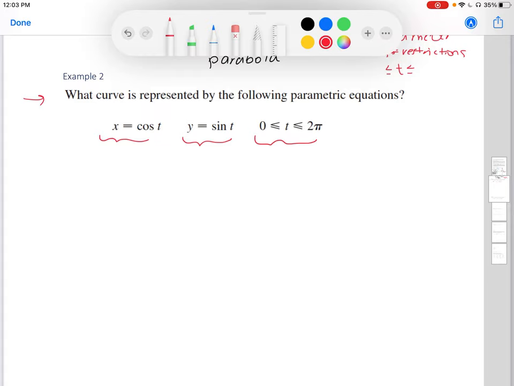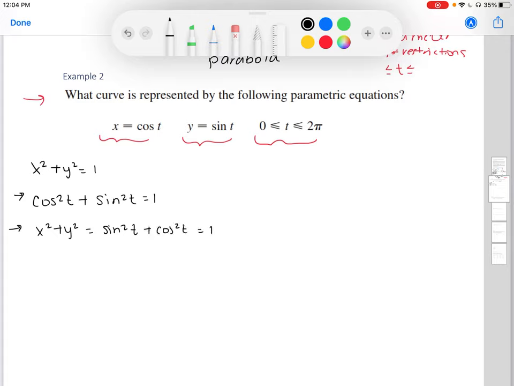So we can think of x and y. And with this, maybe we could be thinking of our Pythagorean identities. Remember, cosine squared plus sine squared equals 1. So then we can apply this to our parametric functions to have cosine squared of t plus sine squared of t equals 1. And then we can imply that x squared plus y squared, which equals cosine squared of t plus sine squared of t, equals 1. So therefore, we can say that we have the unit circle, x squared plus y squared equals 1.